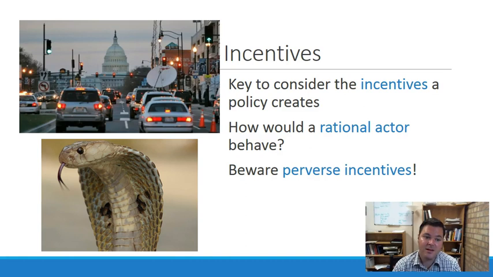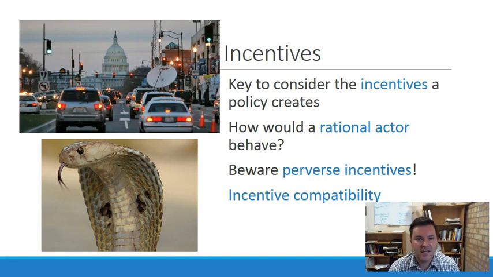So the policy here is that there's going to be more roads and more lanes, and it changes my incentive as a rational actor to drive. It doesn't actually alleviate the problem of traffic congestion. It in fact probably increases that problem. Well, this is why we will want to consider something called incentive compatibility when we judge policies and when we design policies.